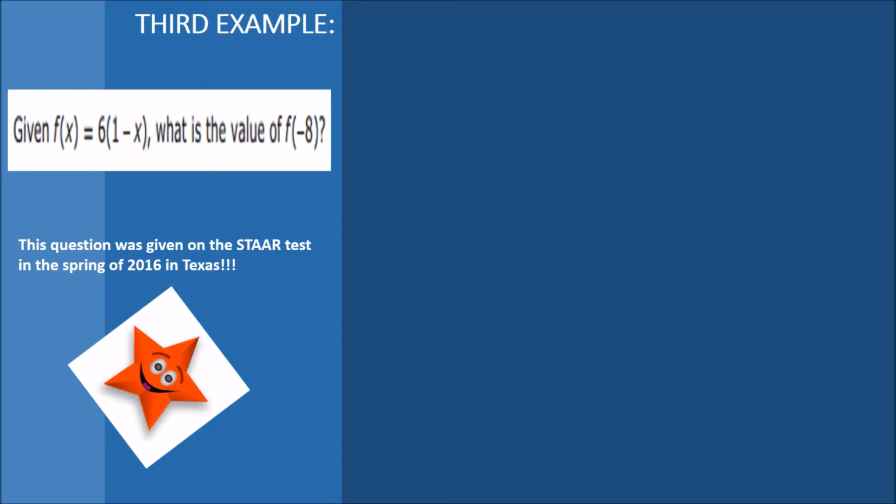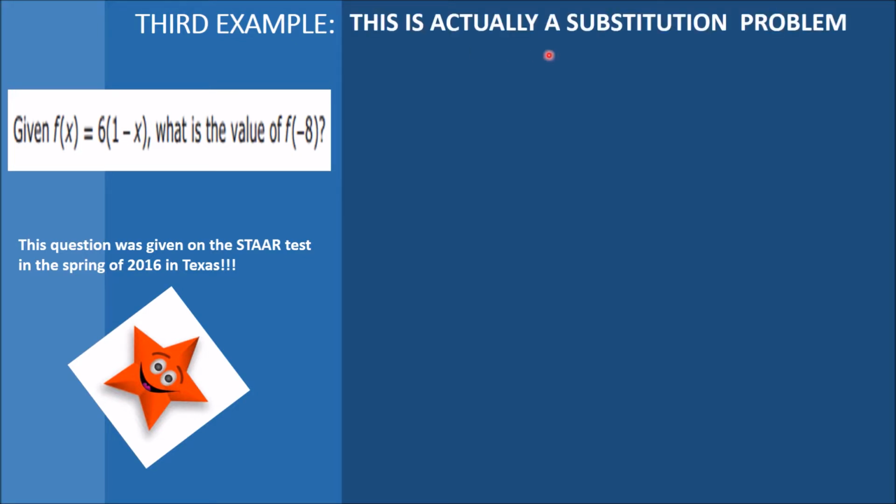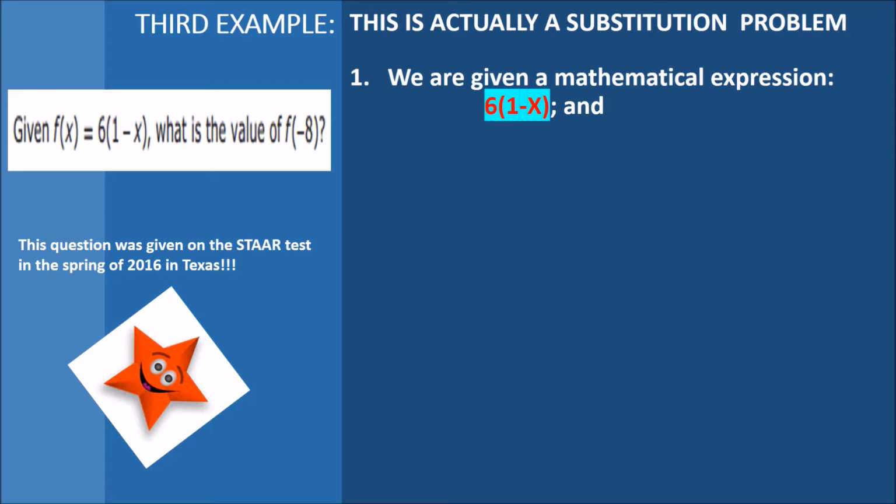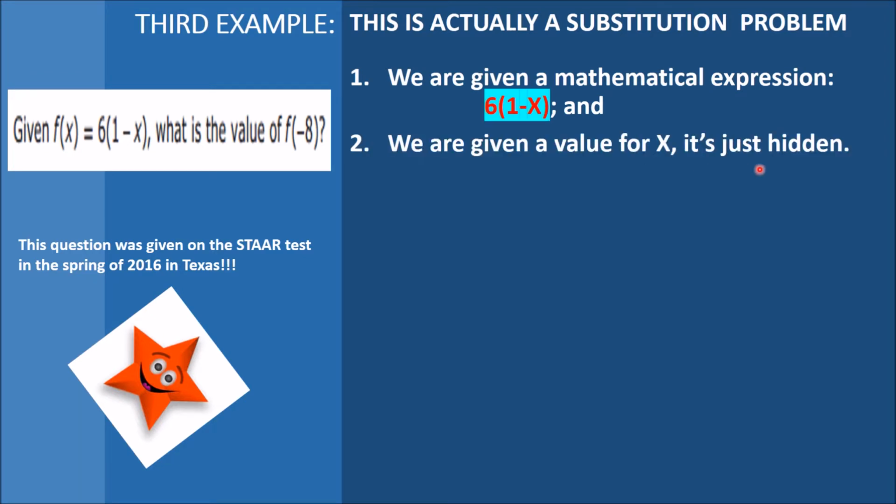So actually, if you think about this, this is a substitution problem. Number one, look at that problem carefully. We're given a mathematical expression, 6 times 1 minus x. And also, we're given a value for x. It's just kind of hidden a little bit. So this business here about f with a negative 8 inside parentheses, all that means is that x is equal to negative 8. So I have a mathematical expression, 6 times 1 minus x, and I have a constant, x is equal to negative 8.